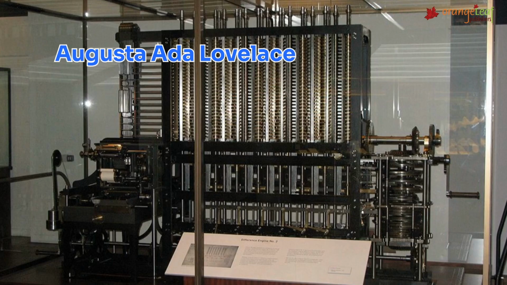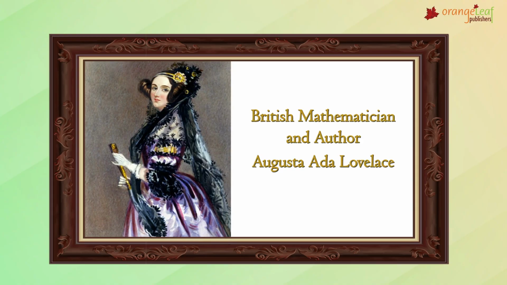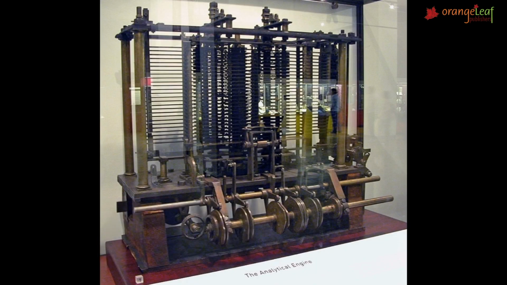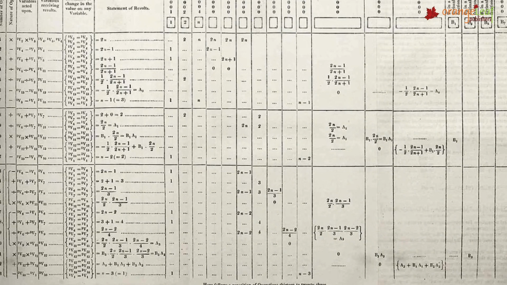Augusta Ada Lovelace. Lady Augusta Ada Lovelace was a British mathematician and author. She is most notable for her contributions to Charles Babbage's analytical engine. She is regarded as the first programmer to propose storing binary data 0 and 1 as opposed to decimal numbers. Let's look into this quick tidbit.